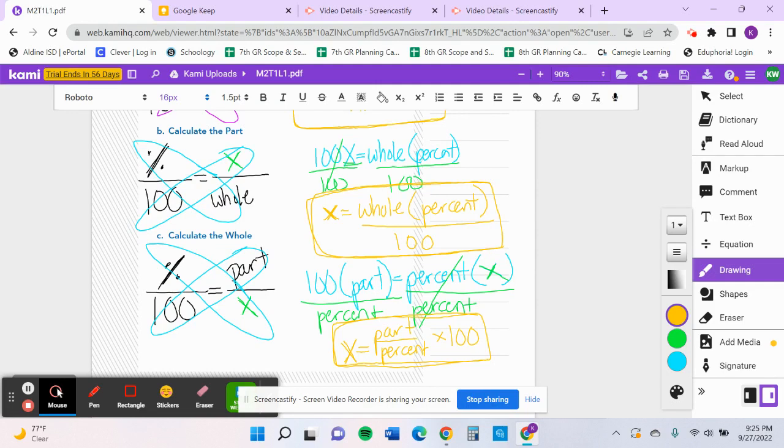And then C, to calculate the whole number, our x or unknown value would go underneath the part, and the equation that you would come up with is x is equal to part divided by percent times 100, and that'll give you your whole or your original value.